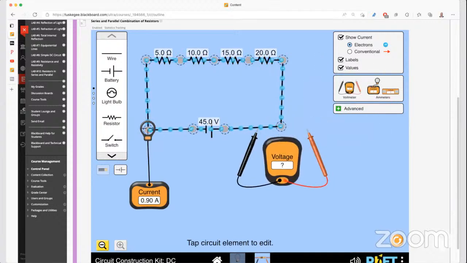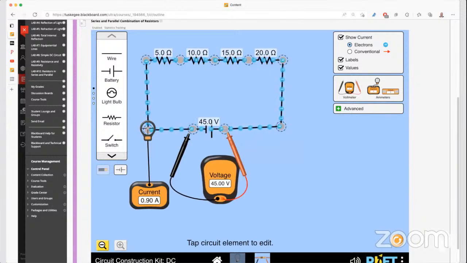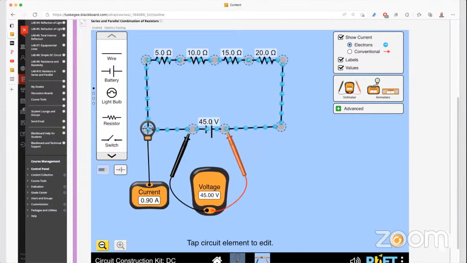Now, let's measure the voltage. So you place 1 probe on either side of the device you're measuring. And this is 45, which is what we expected because the battery has a value of 45 volts.